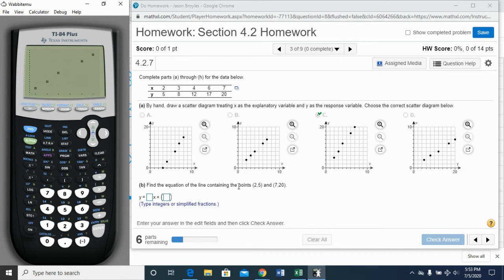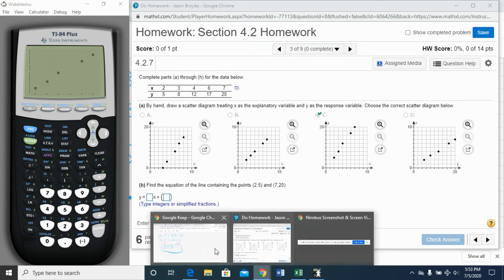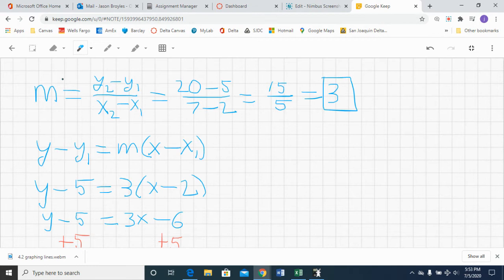Here's part B. This is the one I really wanted to show you. So I'm going to bring up another screen here. I'm trying to find the line containing the points 2, 5, and 7, 20. So up here, we need to use this formula. I wrote this all out so you don't have to see me writing all this the whole time. Actually, let me do that again. This formula is first for finding the slope, y2 minus y1 over x2 minus x1.